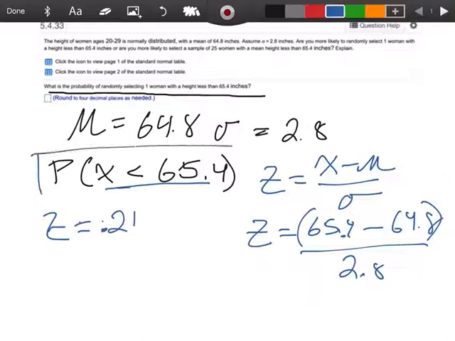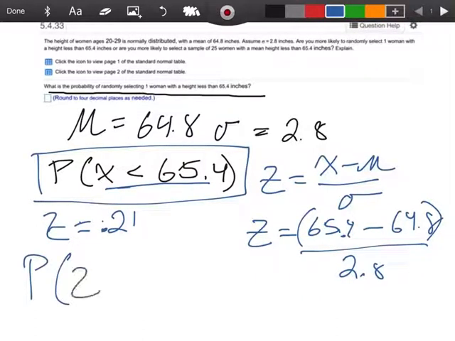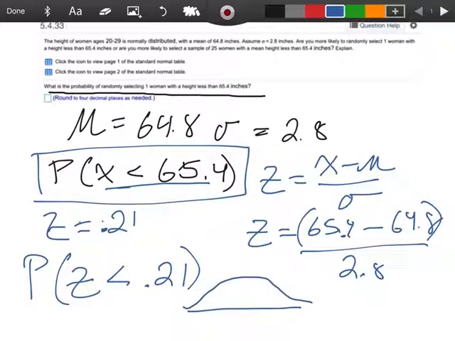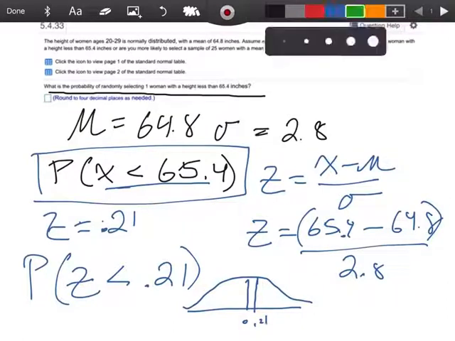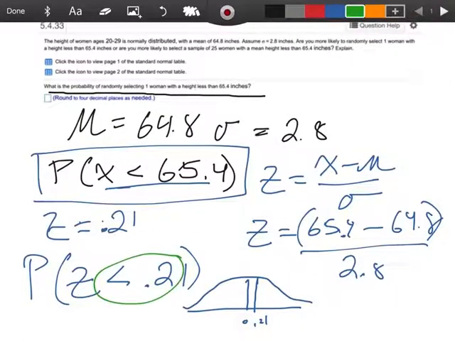So remember, we converted this X value to a Z-score. So now what we're trying to find is what's the probability that Z is going to be smaller than 0.21. Again, I'm going to draw a picture because I think the picture comes in real helpful. So here's my 0. 0.21 is just going to be directly to the right of it, right? And because we're looking for when the probability is less than 0.21, we are looking for the area to the left. Okay, the area to the left.